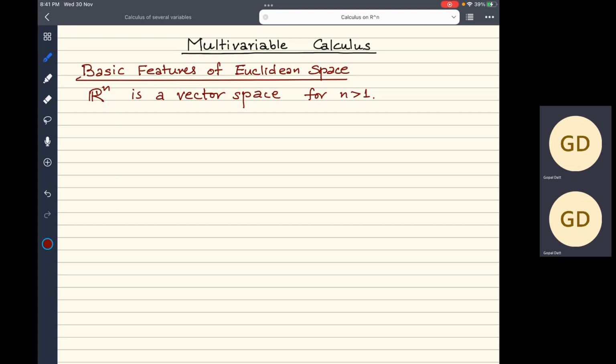So first of all, let me begin with defining what Rn is again. As I told you yesterday, Rn is the set of all n tuples of real numbers of this form, x1 to xn. These xi come from R, i runs from 1 to n.